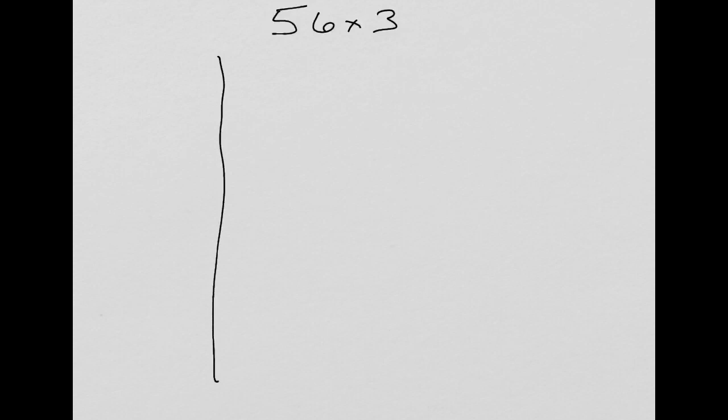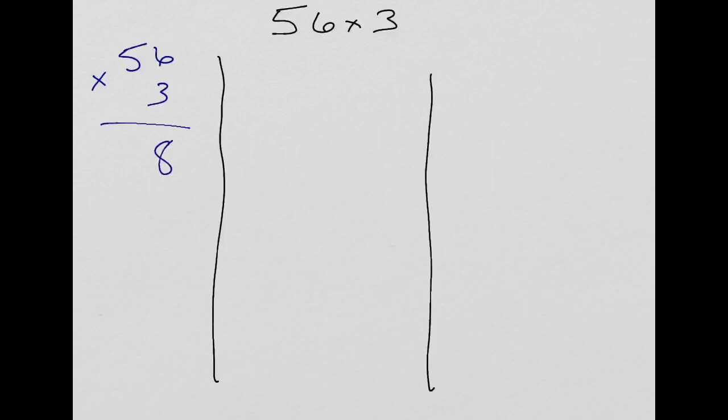So in a problem such as, let's say, 56 times 3, I'd go ahead and divide my whiteboard into thirds. I'm going to make the first section a little smaller because I don't need quite as much room for that. Then I'm going to do our traditional method over here, which is just lining them up like this and multiplying.